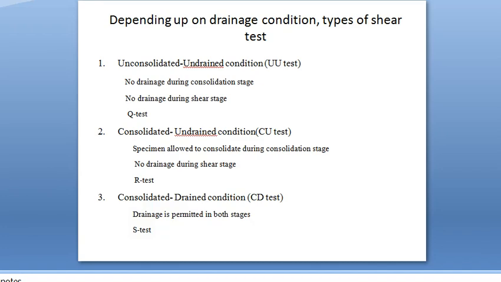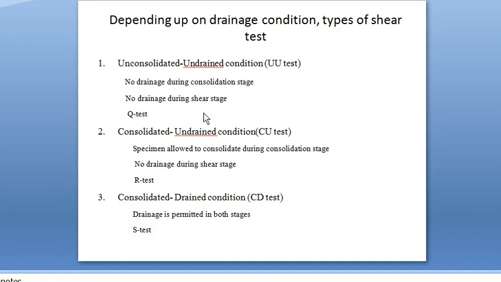Next is the classification of shear tests based on drainage condition. There are three types of drainage condition. The first one is the unconsolidated undrained condition, the second is the consolidated undrained condition, and the third is the consolidated drained condition. I have told you that the shear test is conducted in two stages, the consolidation stage and the shear stage. In the first type, the unconsolidated undrained condition, during the consolidation stage no drainage is allowed, and during the shear stage also no drainage is allowed. That is the unconsolidated undrained condition. It is known as the UU test.